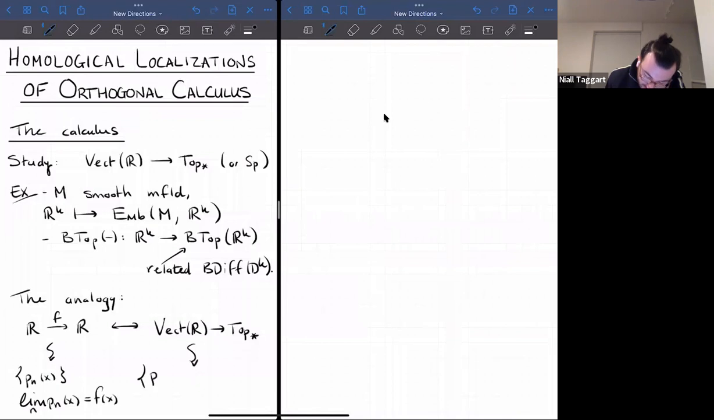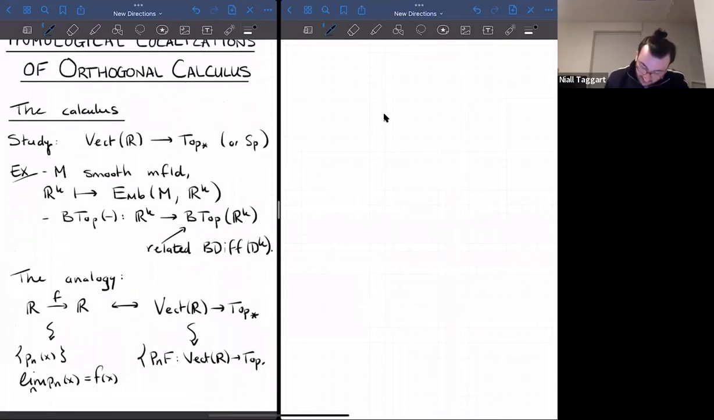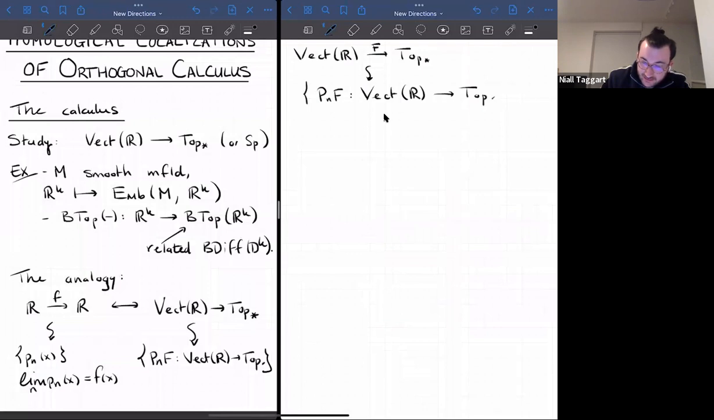We build a bunch of functors, defined in the same category. So to this functor from vector spaces, let's call it F, we build a bunch of approximations to F on the same category that are supposed to act like Taylor polynomials from differential calculus.